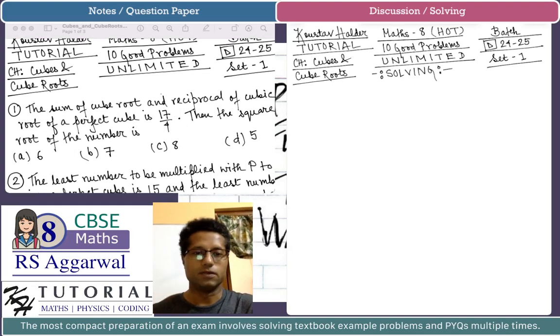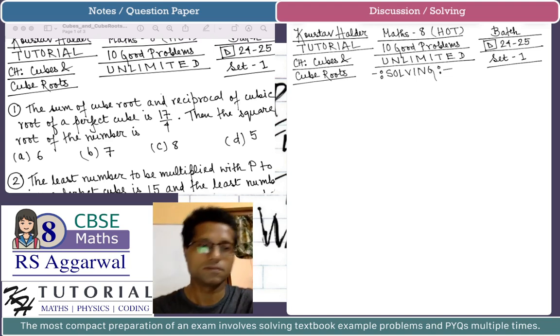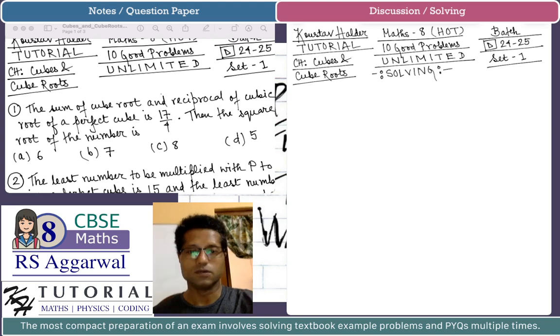Okay, so I have the 10 good problems on the left hand side on the chapter of cubes and cube roots, and on the right hand side I will solve the problem. After solving a problem, I will pause for a few seconds so that you can take a screenshot of the solution for your future reference. But it is always recommended that you try to solve the problems yourself first. Give multiple attempts. Only when you are stuck, if you cannot solve it, then you can see this solution video as a reference. So let's start solving the problems. I hope the problems are visible properly.